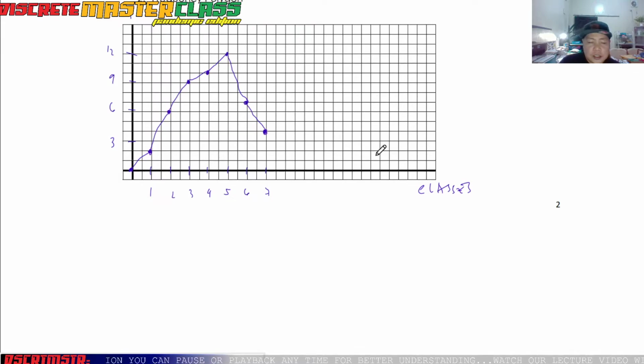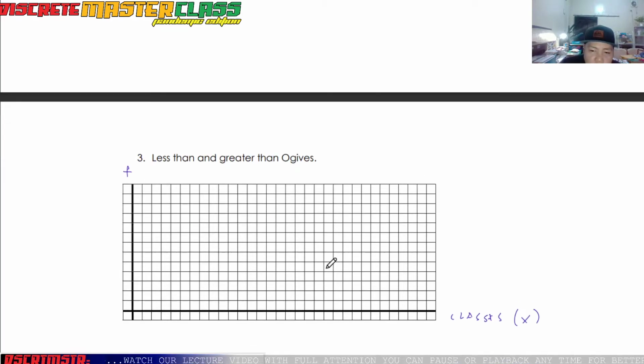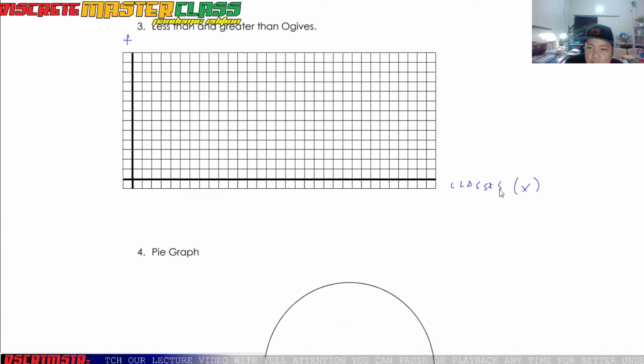Now, next is what you call the less than and greater than ogives. So, label ko lang ulit. Frequency, tapos classes. Next time, let's use X for classes. X without bar, parenthesis, X without bar or without prime. Sa X lang, X is classes. Para lang sa graph, sa graph lang ito.